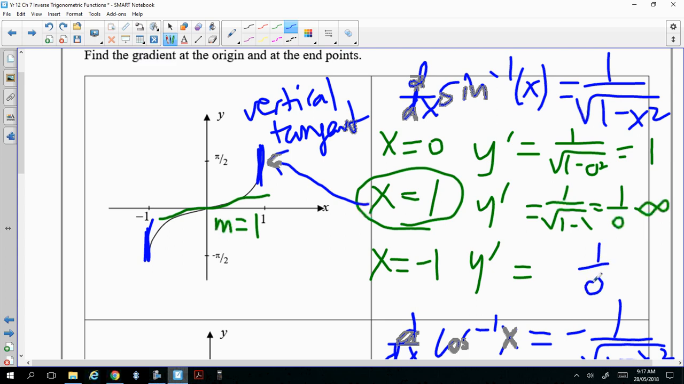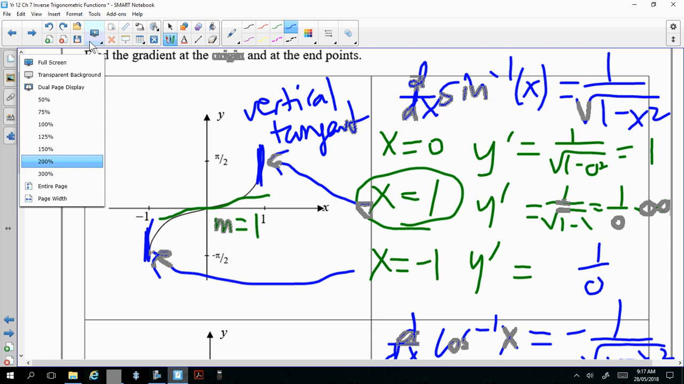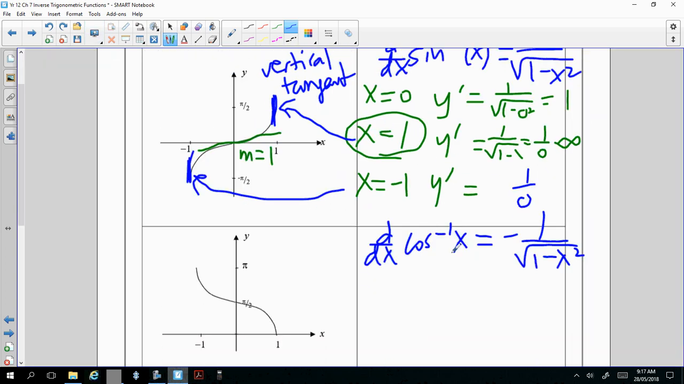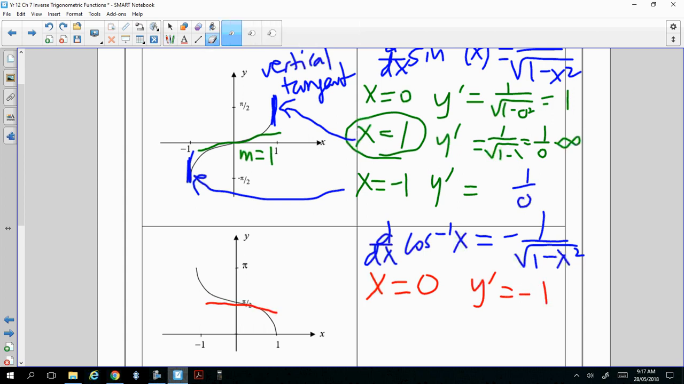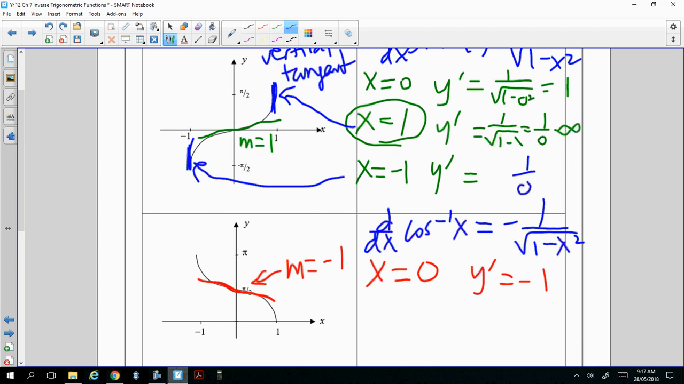So you see these features are shown by the derivative: the gradient of the graph is related to the formula. And the formula tells you that if you substitute 1, the endpoints, it gives you a vertical tangent. What else does it tell you? You can do the same thing with cos inverse. Substitute x equal to 0, and I think you will get negative 1 as your gradient, so m equals negative 1. And at the endpoints, the gradient is negative 1 over 0, so it's a vertical tangent, like before.